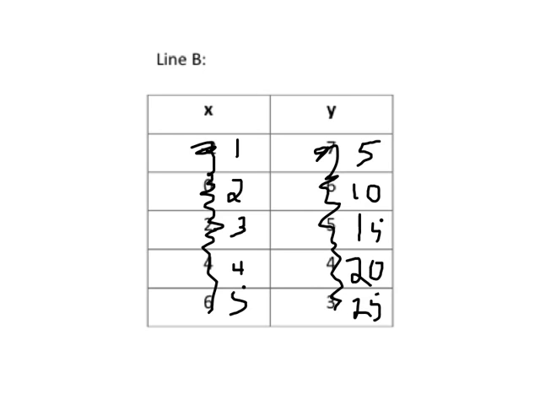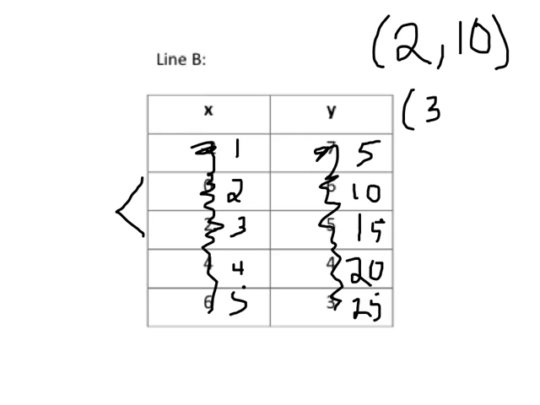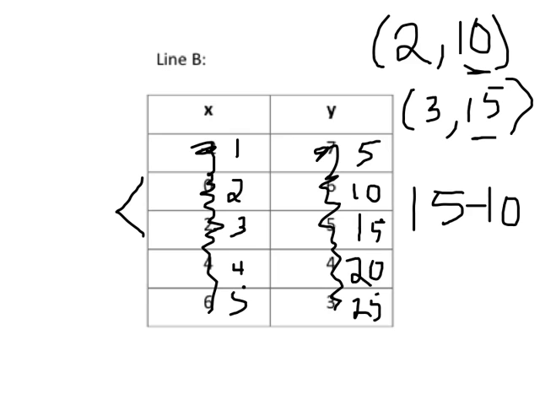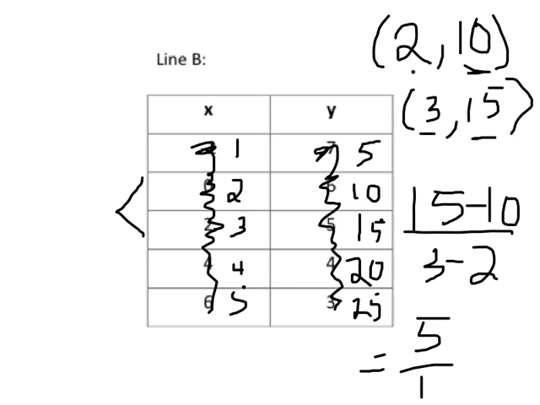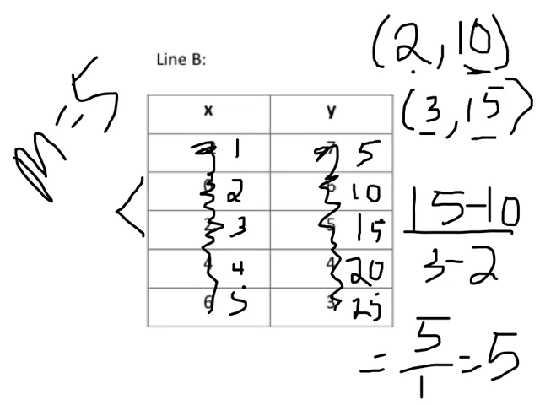Can I pick any 2 points? Yes, I can. So I'll just pick maybe this point right here, write them down on the side. My points are 2, 10, and 3, 15. What are my y values? My y values are 10 and 15, so I'll put those on top because that's my rise. And my x values are 3 and 2. 3 minus 2. I'll end up with 5 over 1, which we can simplify to 5. So my m for this table equals 5.